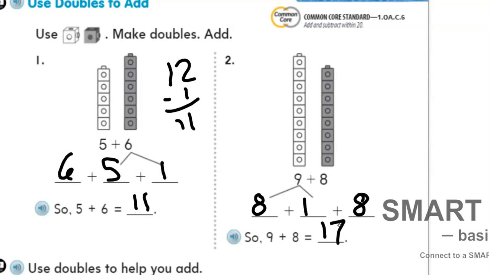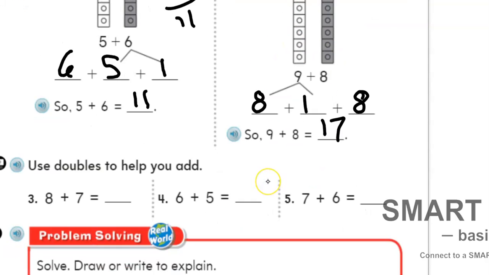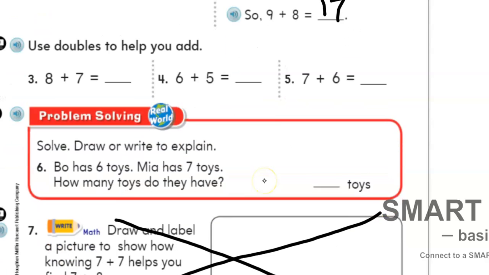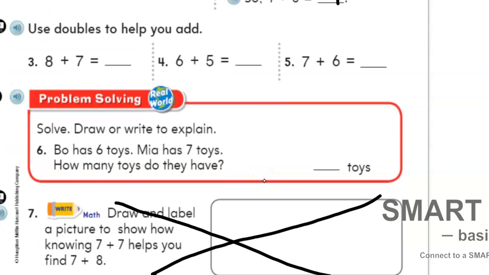Make sure you guys are double checking your work. You can always count the cubes to double check your work, okay? Good job, Kieran. Now you can move on to the next one, and it says use doubles to help you add. So you're just going to add these together. Okay, 8 plus 7. 1, 2, 3.